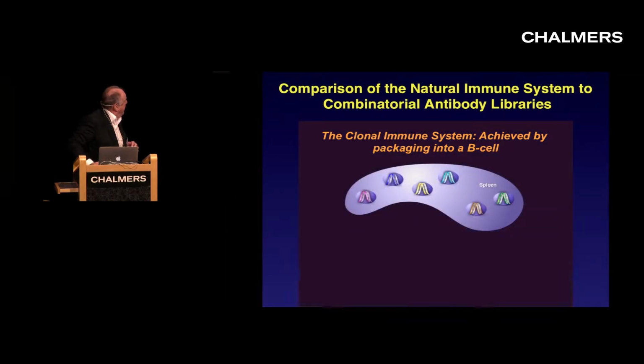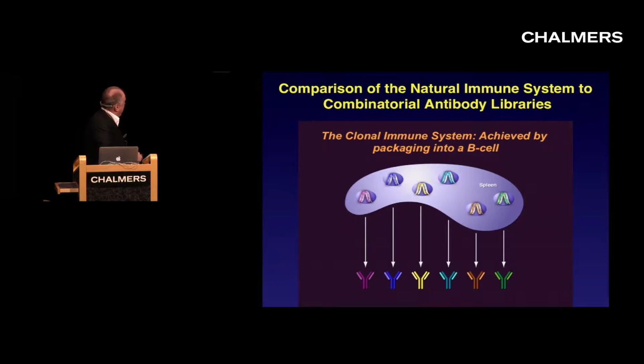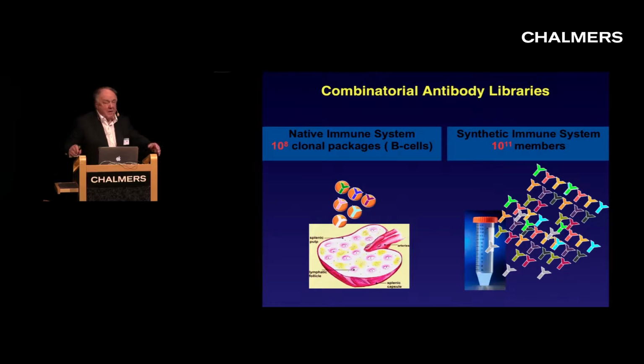So this is just a depiction of that. We don't have to spend a lot of time. You've got 10 to the 8th cells in your spleen, let's say. It's not quite right, but almost. And each one makes one antibody, like this. And ultimately, you have about 10 to the 8th combinations.